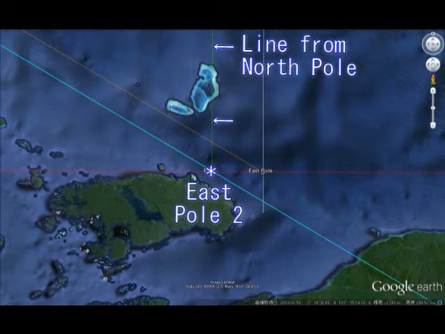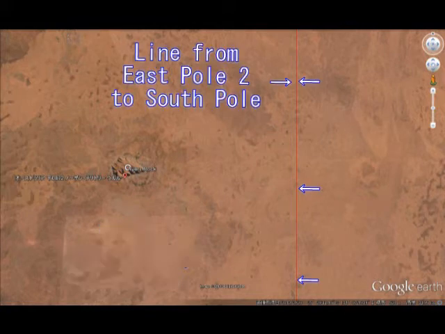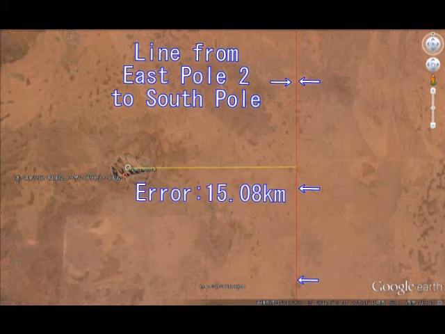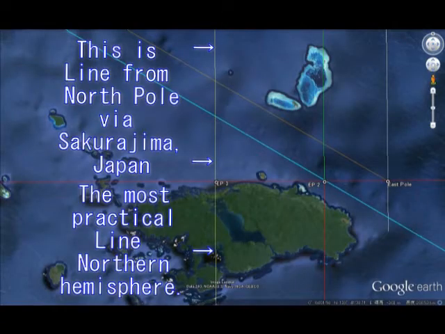And so I fixed up East Pole too, but this is the North Pole line, and from the East Pole to the South Pole, this little line is a line between East Pole and South Pole, but the error here is 15 kilometers. Ayers Rock, or Uluru, is a very important major datum point in the southern hemisphere.